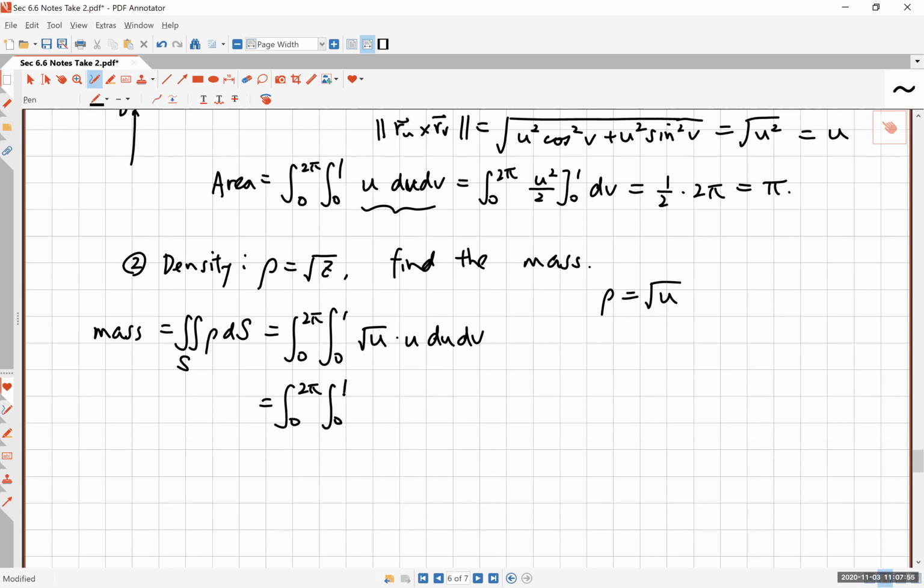Now, what is this thing here? This is u to the 3/2, right? All right, so then our integral will change slightly. The first part will be, what is that? 2 over 5 of u to the 5/2, right? And then going from 0 to 1, dv.